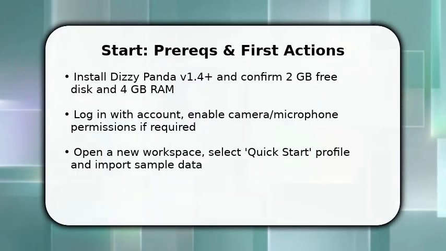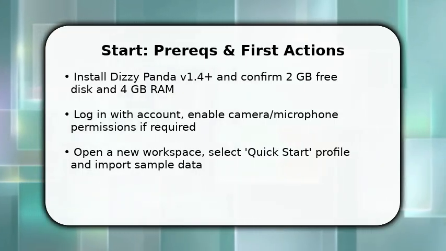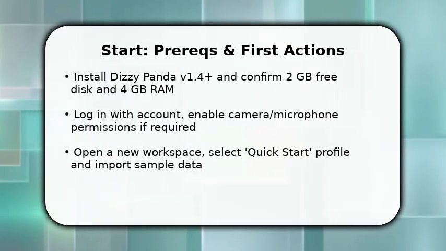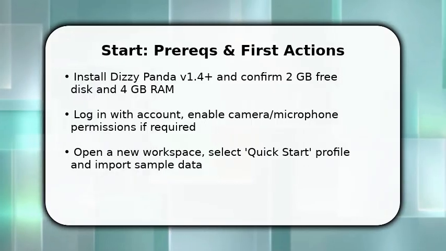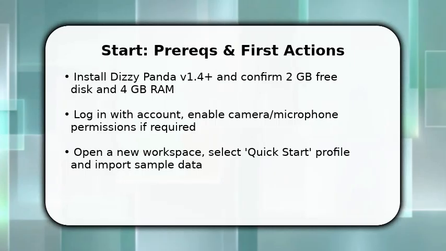You begin by confirming essential prerequisites, Dizzy Panda V1.4 or later, at least 2 GB free disk and 4 GB RAM. Once those are met, install and launch the app, then sign in with your account. Make sure to grant camera and microphone permissions if the feature is needed.